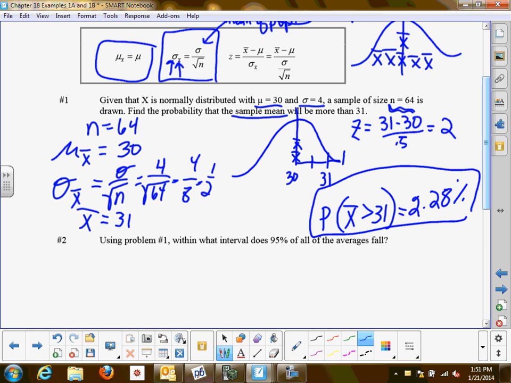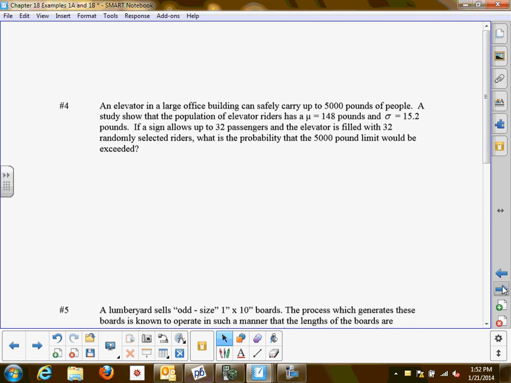Kind of went through that pretty quickly. It's just a slight different notation because it's means instead of proportions, but the overall idea is the same. Okay, questions on that? I think I have a couple minutes. I have a couple minutes that I want to go over this one with you.